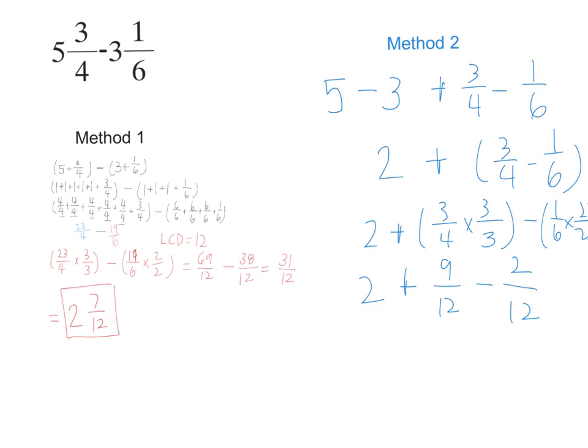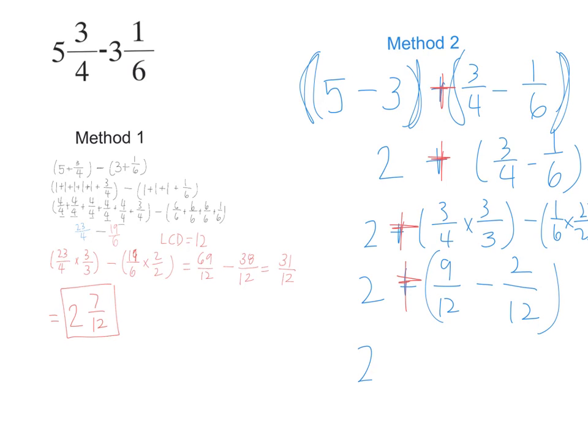So over here, we can do the whole number part first, and then subtract the fraction part. But the important thing to remember is when we have mixed numbers, we add the whole number part to the fraction part. Okay? So what's 9/12 minus 2/12? 7/12. Yeah, so then our answer is 2 and 7/12.